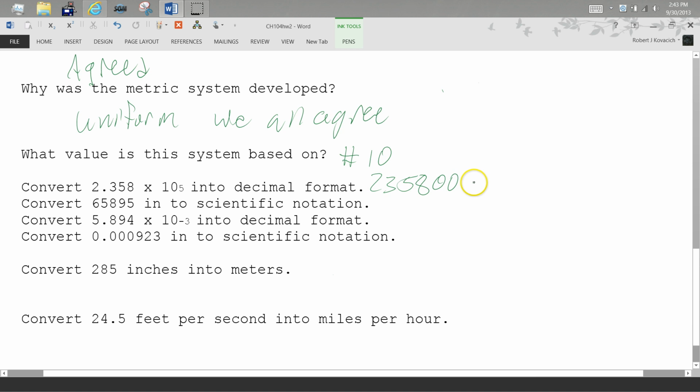235800. Okay. Do I put a decimal place right there? If you want it in decimal format, no. Why am I not allowed to put a decimal place right there? Because it changes the zero. It changes the sig figs. How many sig figs do I have in my question? 4. So how many do I get in my answer? 4. So if I put a decimal place after that, what happens? It changes it to 6, which we definitely don't want.